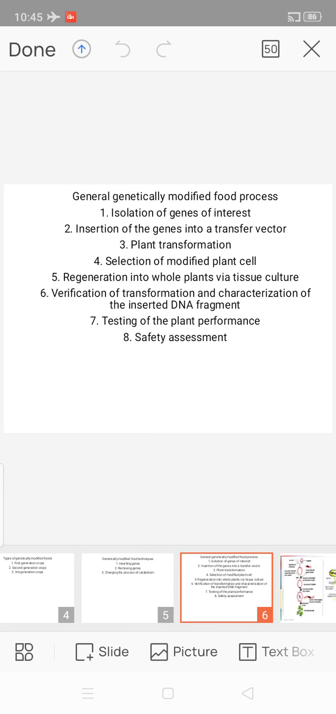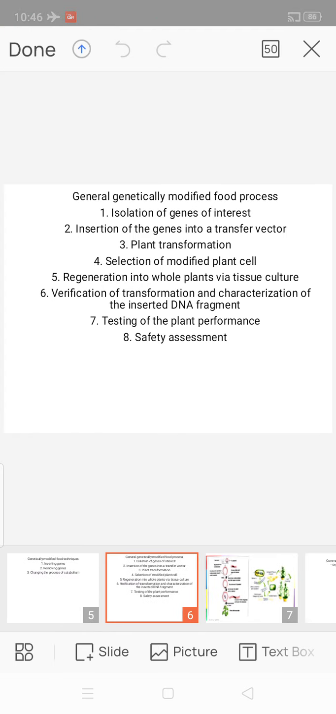And next one is the general genetically modified food process. First one, isolation of gene of interest. Second one, insertion of the genes into the transfer vector. Third one, plant transformation. Fourth one, selection of modified plant cell. Fifth one, regeneration into whole plants via tissue culture. Sixth one, verification of transformation and characterization of the inserted DNA fragment. Seventh one, testing of plant performance. And eighth one, safety assessment.